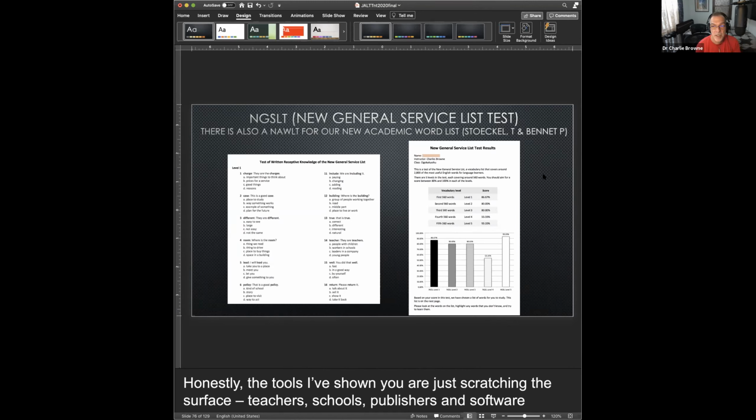The NGSL-T and NAWLT have been tied directly to vocabulary learning stacks in Quizlet, which is a free flashcard program. So if you go to my website, you can see the stacks that we've made for the NGSL. One version of our Quizlet stack is connected directly to this test, with 560 word bands, but we've also got Quizlet stacks in 100 word bands and 50 word bands if the more granular approach is good for you.